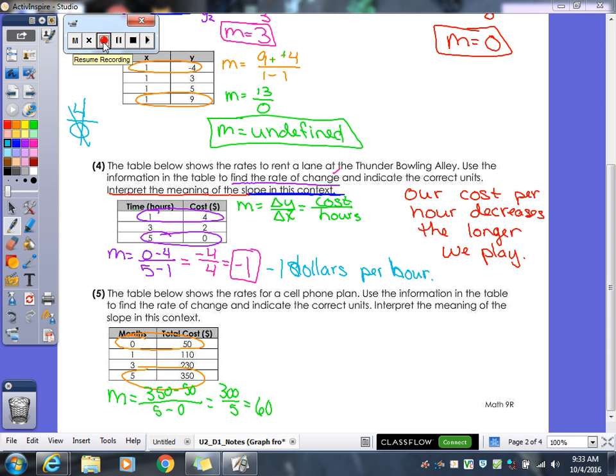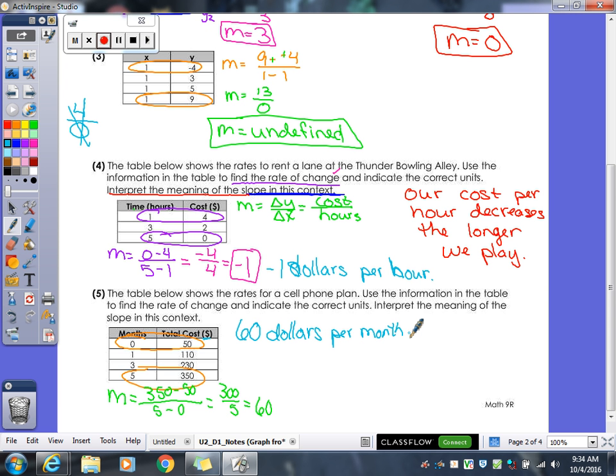Hopefully you got 60. I see some head nods, good. So now we need to write our correct units. It's 60 what? Something per something. What's our y? So this is going to be $60 per month. So there's our slope with the correct units.